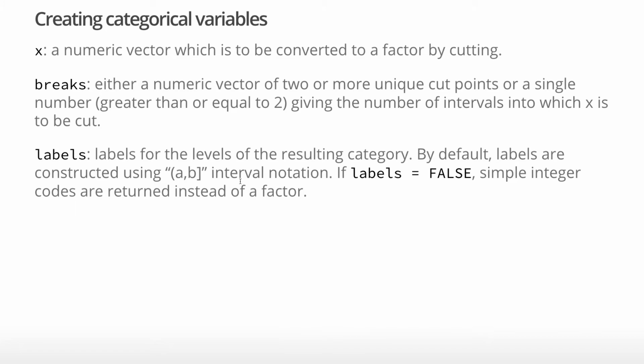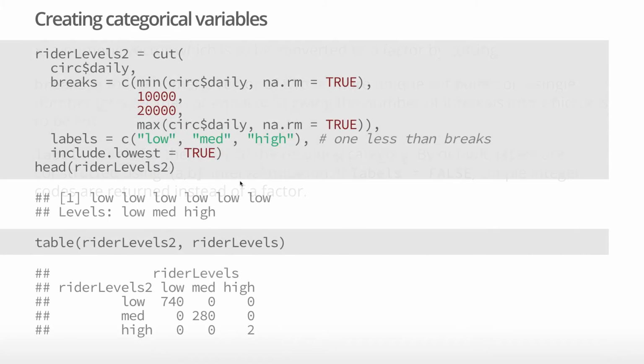The bracket means it is. So here, we are cutting the daily ridership. We are going from the minimum to 10,000 to 20,000 to the maximum. And the labels are going to be called low, medium, and high. We want to include the lowest.